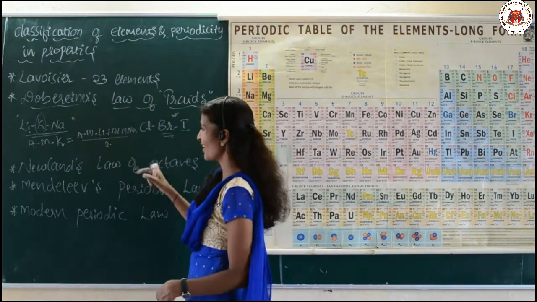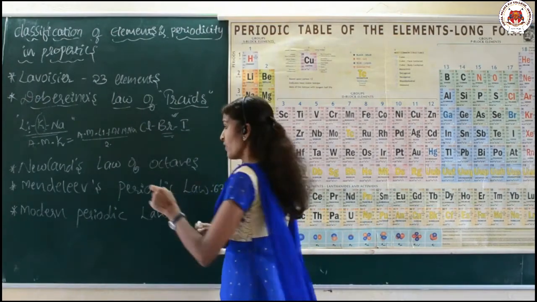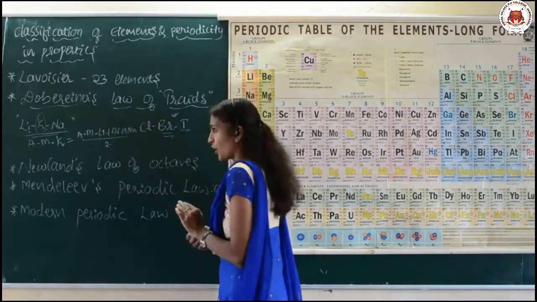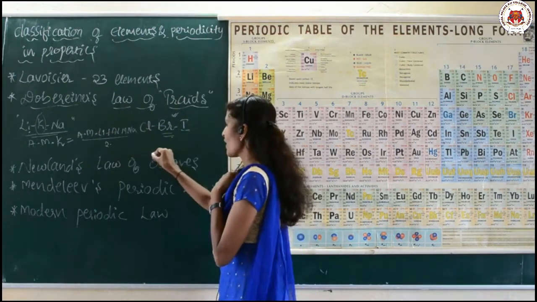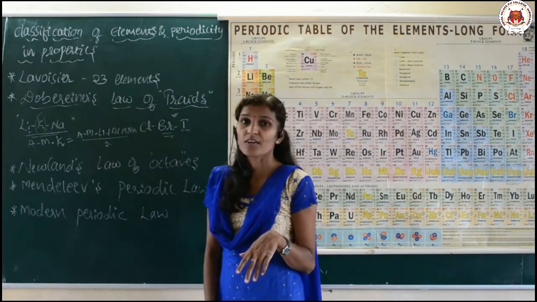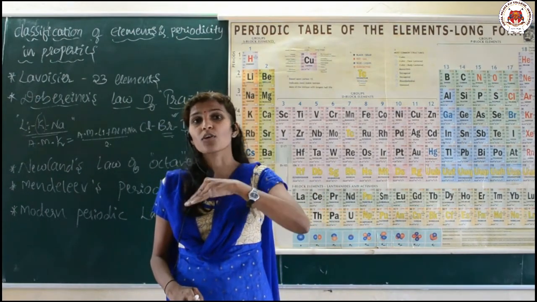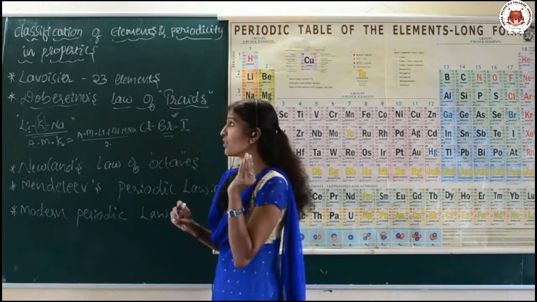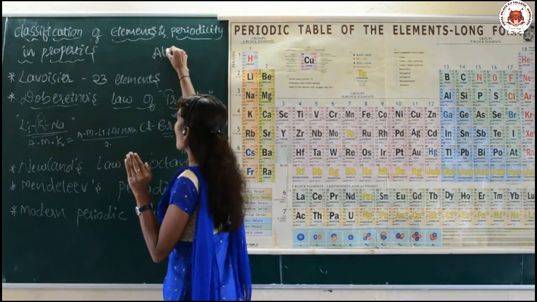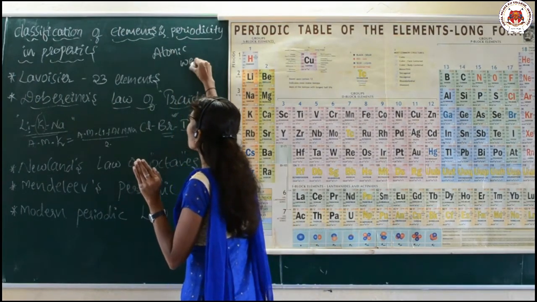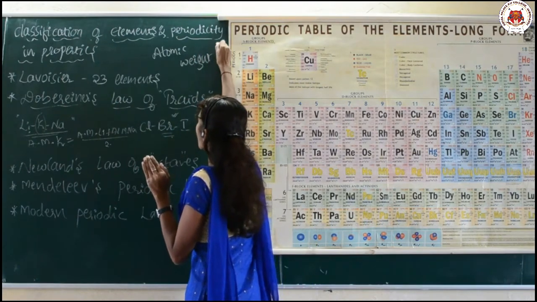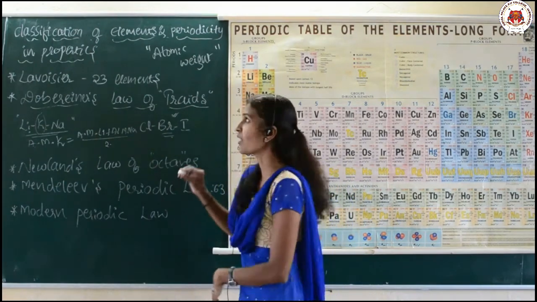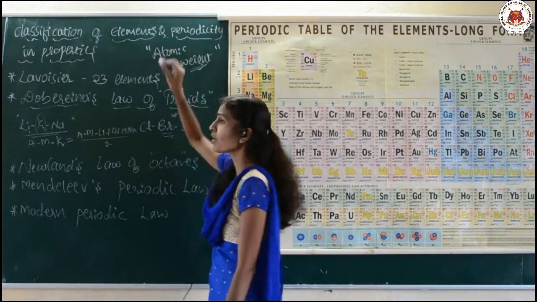Next, one more scientist, Newlands. He also gave a law that is called Newlands' law of octaves. Oct means 8. See here, when he arranged the elements in increasing order of their atomic weight, in the previous cases they had considered atomic weight as a fundamental property of the element.